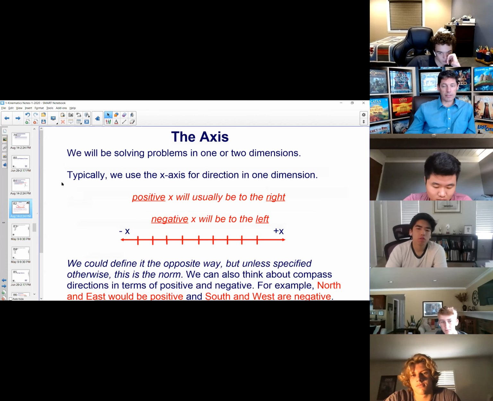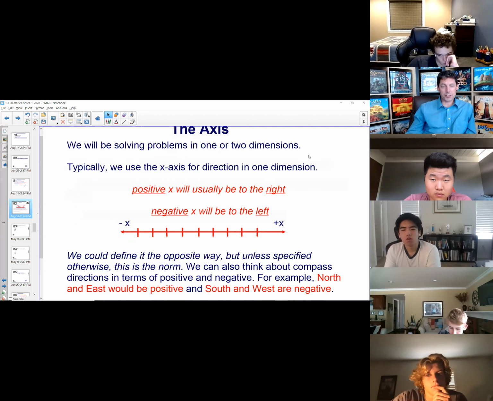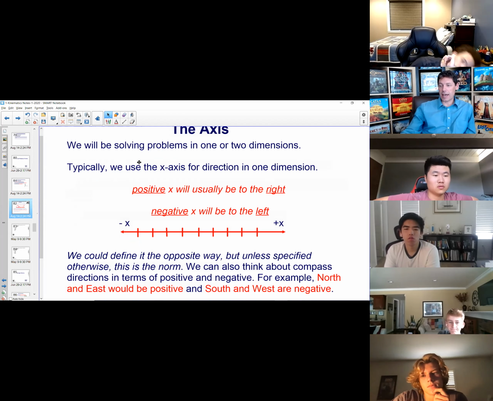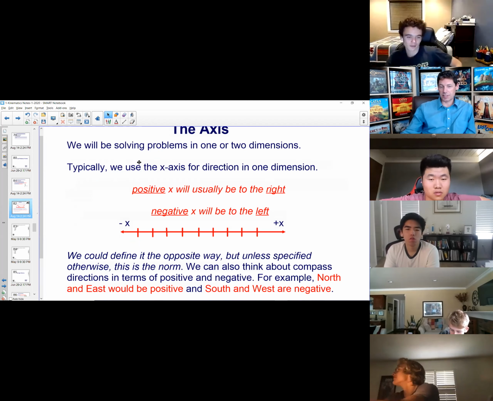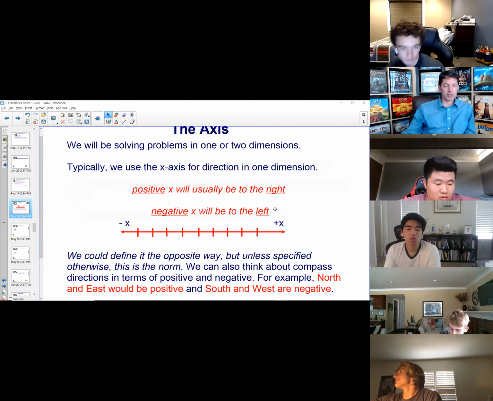Now, we've also talked about this before, but there's one new little twist I'm going to add. So it says we will be solving problems in 1 or 2 dimensions. This unit 1, next unit, we're going to add 2 dimensions. Typically, we use the x-axis for 1 dimension, so most of the time we're using that for our problems in this unit. And we usually say positive is to the right and negative is to the left, so that just matches the x-axis on a coordinate plane.